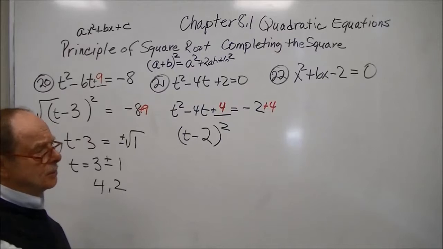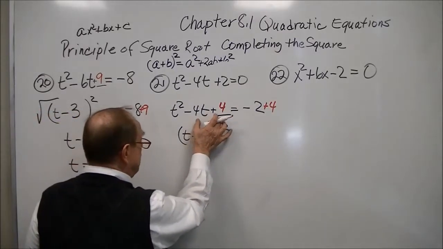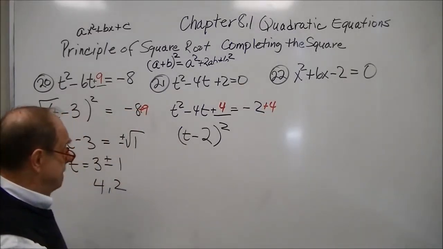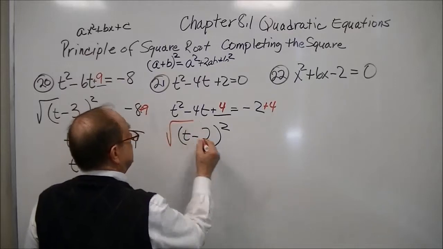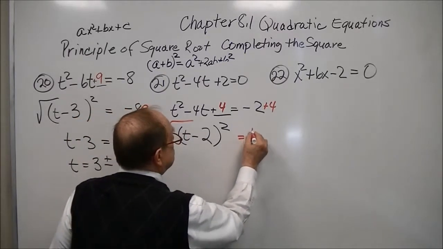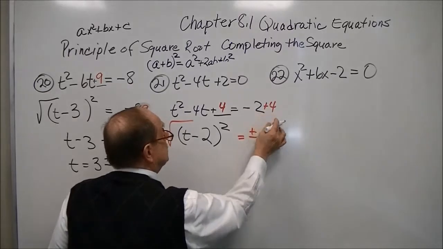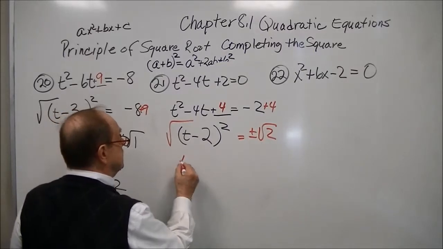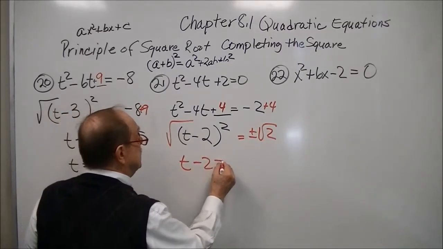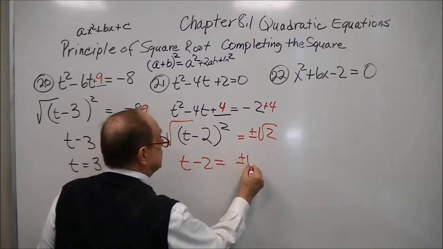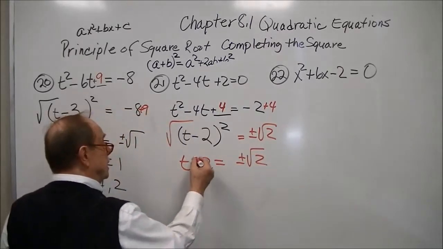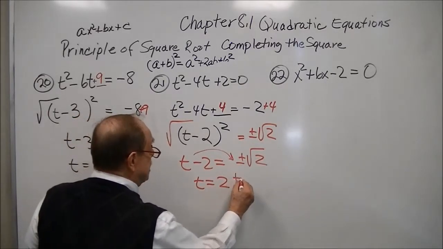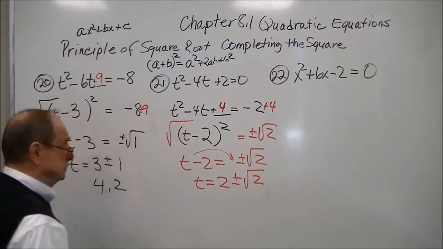And again, that's super critical. A lot of students would get this far, but they wouldn't add the 4 to the other side. Then it's not an equation anymore. So we're going to take the square root of that, equals plus or minus, we're going to do the subtraction here, and we get the square root of 2. This now becomes t minus 2 equals plus or minus the square root of 2. We transpose the negative 2, t equals 2 plus or minus the square root of 2.